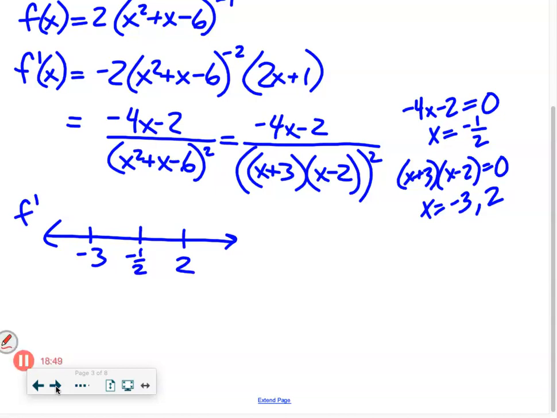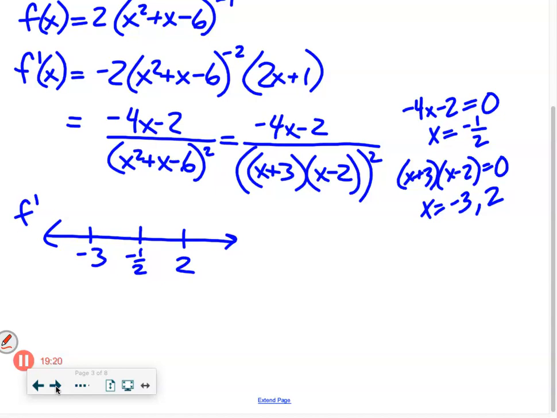The bottom of f prime is always what? Bottom of f prime, take a look at it. It's always positive, because you're squaring it. So why would you even plug numbers into the bottom? It's always positive, right? So I can ignore the bottom when I'm making my sign line and just look at the top. So I really should have kept it factored. I don't know why I distributed. Maybe for the next derivative to make it easier.